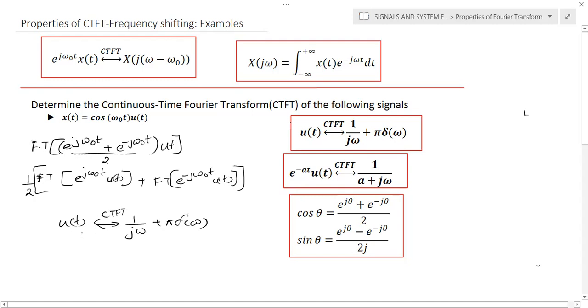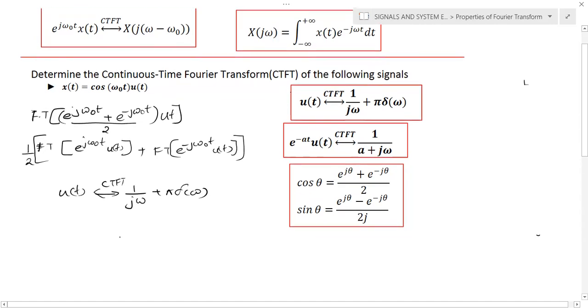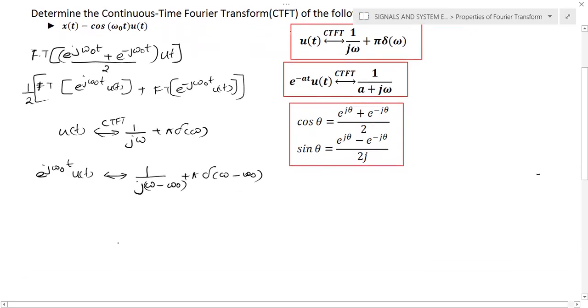If you know this result, you can apply the frequency shifting property in this problem, because the given question is something like this: e raised to j omega 0 t into u of t. If you know the transform of u of t, you can find the transform of e raised to j omega 0 t into u of t. You can simply shift the signal. So 1 by j omega minus omega 0, and there is one more term, so you can apply the shifting property in the impulse signal also. So this is the transform of the signal e raised to j omega 0 t into u of t.